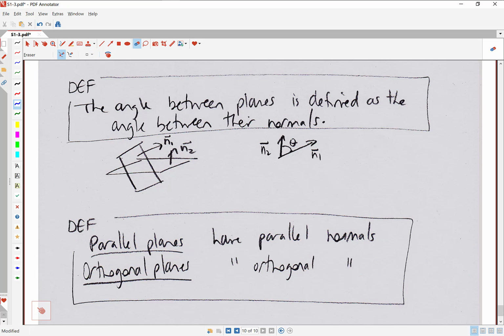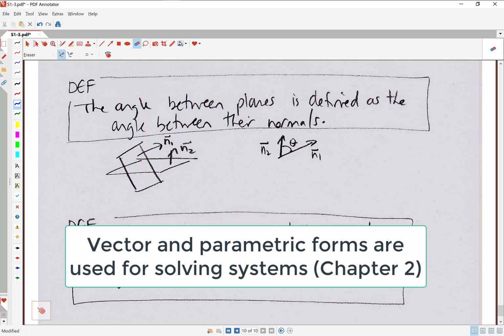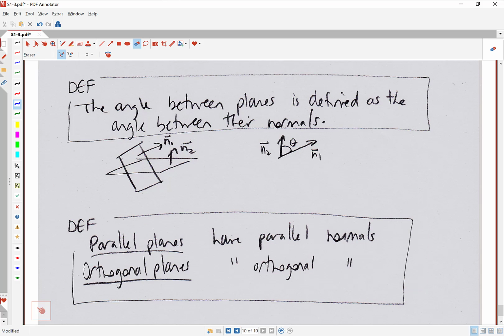So we've seen 4 ways of describing lines and planes. The 4 forms are general, normal, vector, and parametric. We've seen that different forms are useful for different geometry problems. And our ultimate goal with this is to solve geometry problems like finding distances and finding angles between objects.